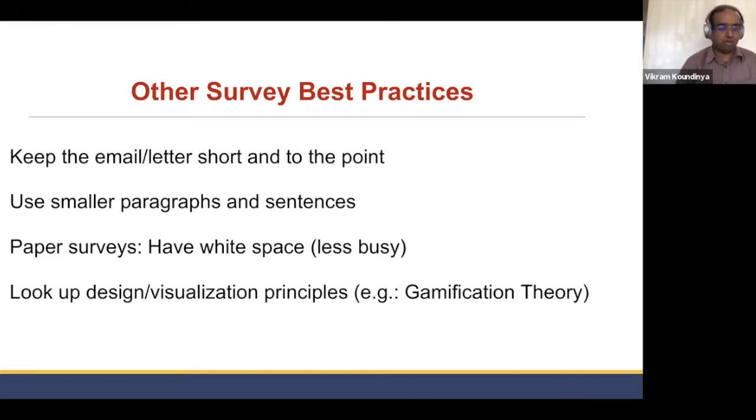And also look up design and visualization principles, if there are any that can be applicable to your participants. For example, if you're doing something with a population that's more into video games or tech-friendly, there is this theory called gamification theory, which states that you can design the survey so that it appears or looks like a video game. So look up any design or visualization principles or theories.